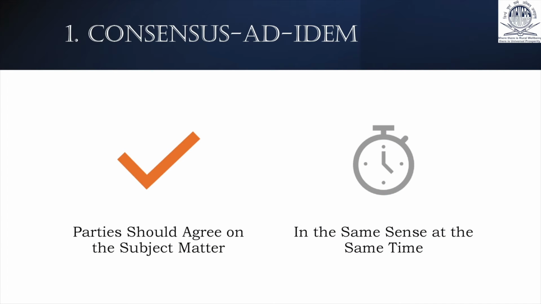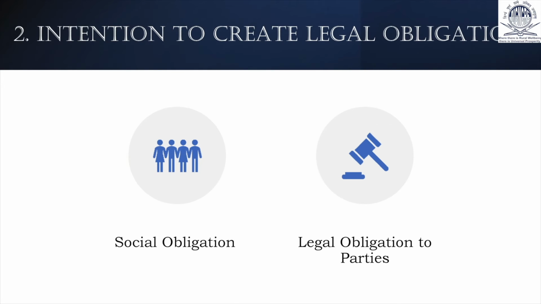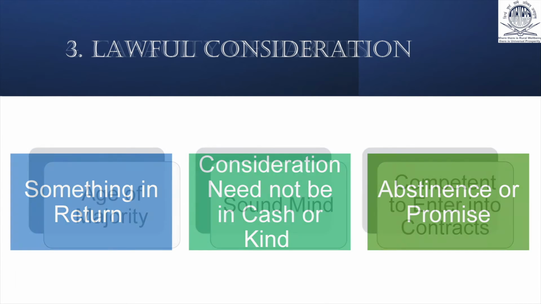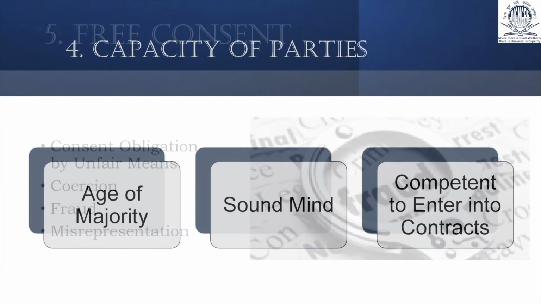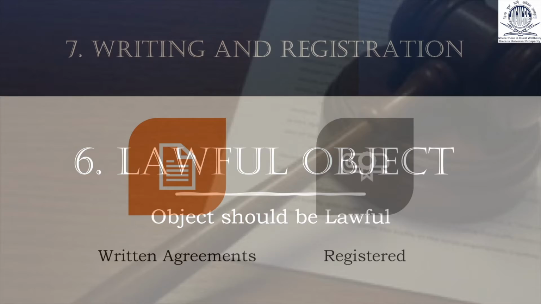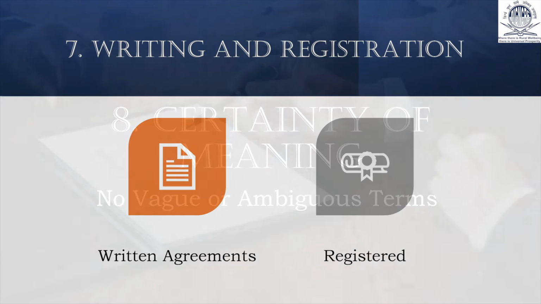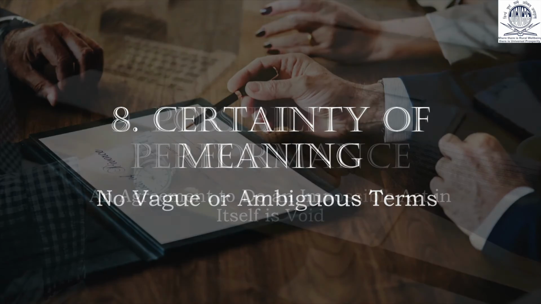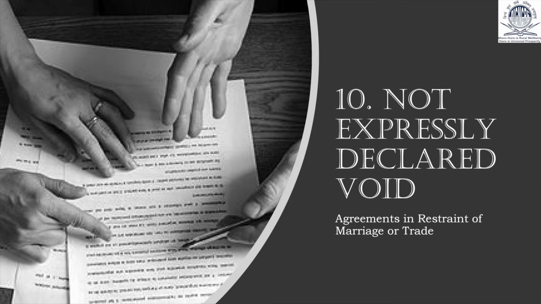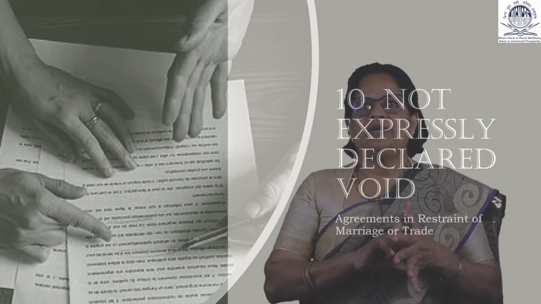First, it is consensus ad idem. Second, intention to create legal obligation. Third, lawful consideration. Fourth, capacity of parties. Fifth, free consent. Sixth, lawful object. Seventh, writing and registration. Eighth, certainty of meaning. Ninth, possibility of performance. Lastly, tenth, not expressly declared void. Now, can you compare your answers with the points given as essential conditions for a valid contract?